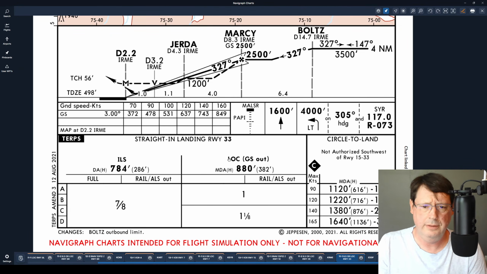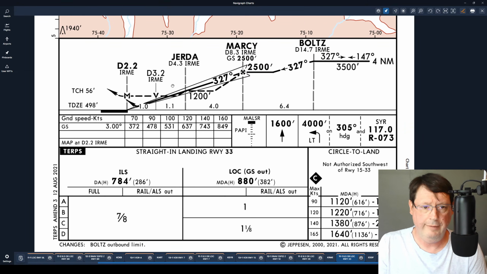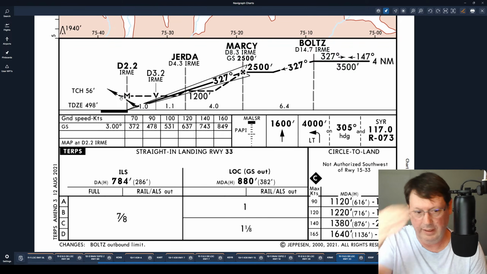Same thing with the localizer. I would come down to 900 feet after Jurda. I would come down to 900 feet, level off at 900 feet, and fly along and see if I get the missed approach or not.